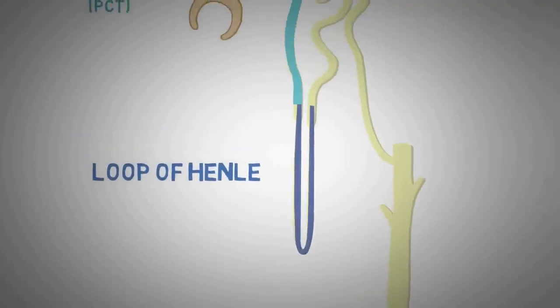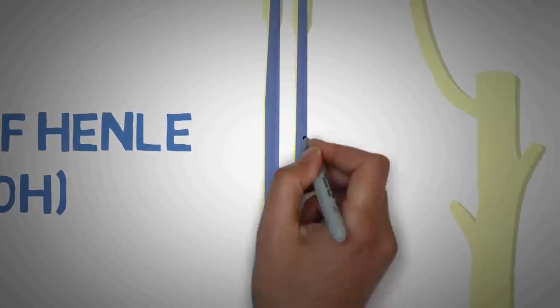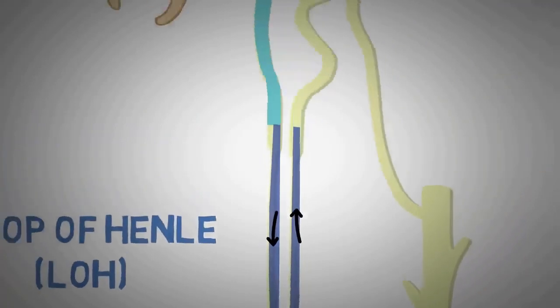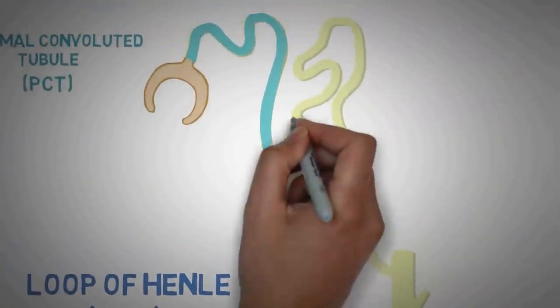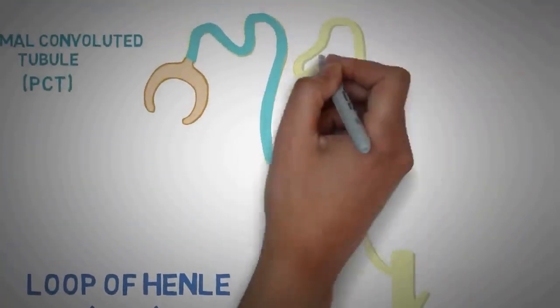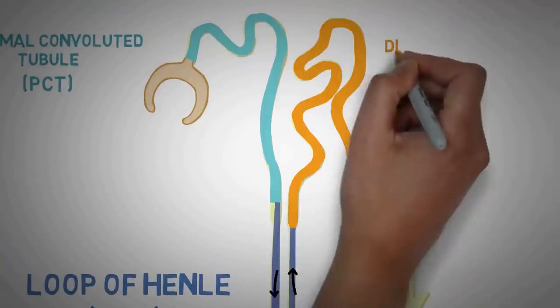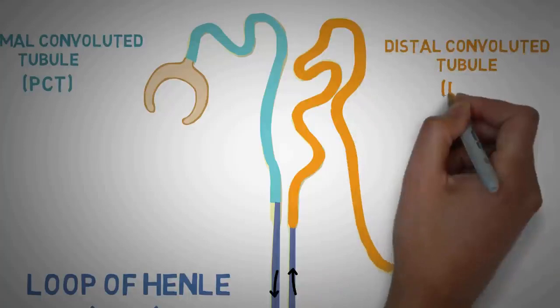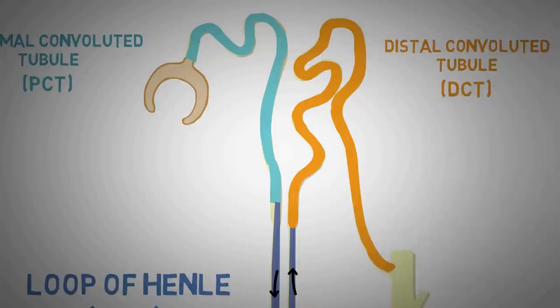This region forms a loop that is located in the renal medulla. The loop has a descending limb and an ascending limb. The ascending limb of loop of Henle leads into the distal convoluted tubule. Distal meaning away, since it is located far from the Bowman's capsule as compared to the proximal tubule, and convoluted, since it is also a folded structure to increase the overall length of the tubule.